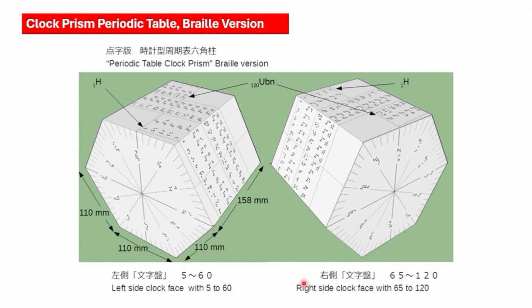Next one is the clock prism periodic table, and this one is the Braille version. So for those who cannot see, they can touch this and they can feel the periodic elements. That's why it's a Braille version of the clock prism periodic table.